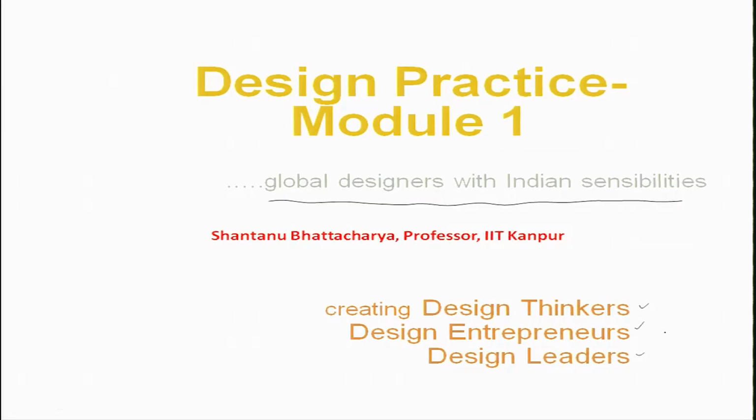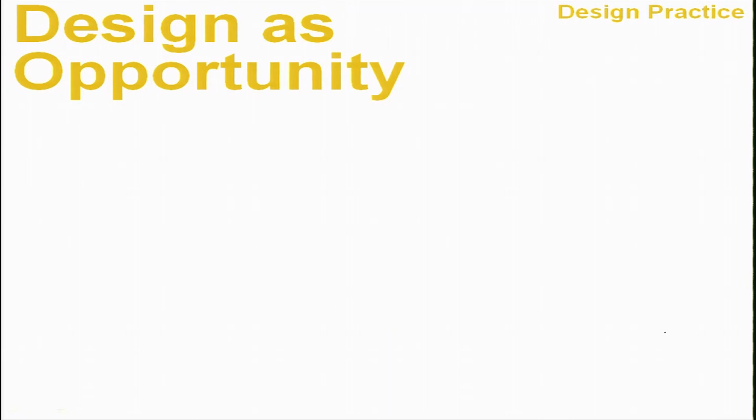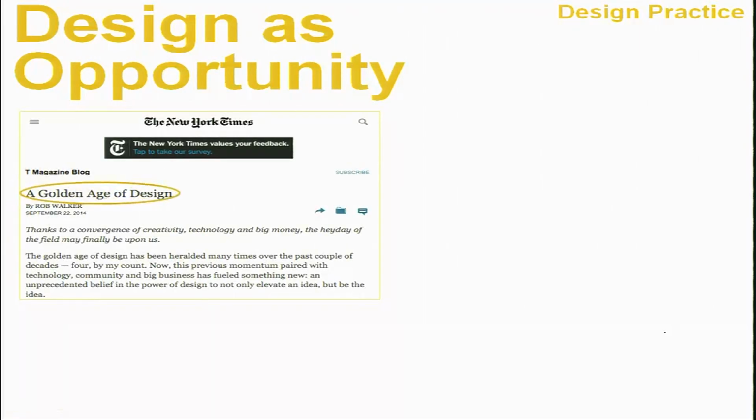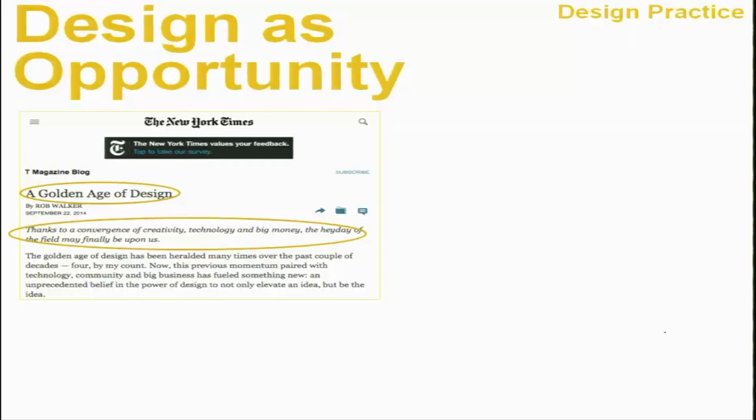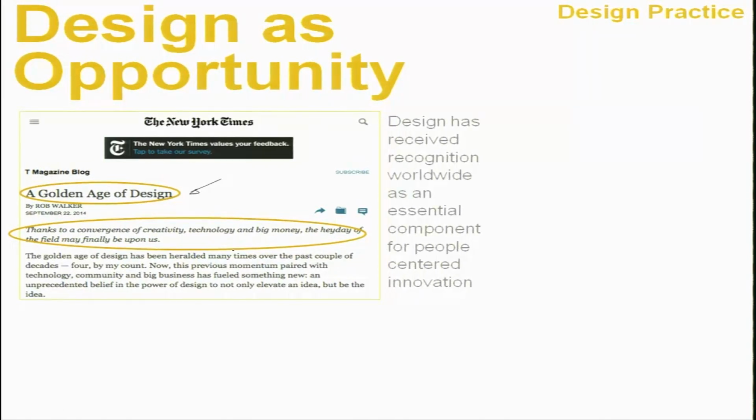So, what is really the state of design in the world today? If I were to look at design as an opportunity, the best example is an article from the New York Times that got published about a couple of years back, when the new wave of design came as one of the dominant forces in the industry. This article, written by Rob Walker, says that it is a golden age of design, and thanks to the convergence of creativity, technology and big money, the heyday of the field may finally be upon us.